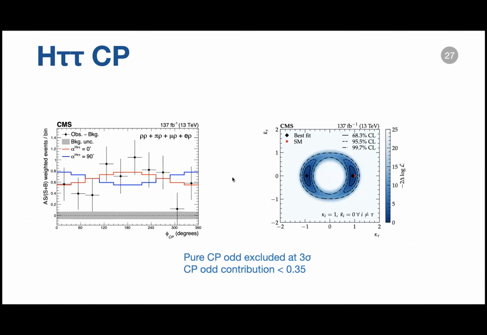So they also give constraints on the CP-odd and CP-even coupling constants in this plane. They also exclude the pure CP-odd hypothesis at 3 sigma. This is all very consistent with all the current findings that the Higgs couplings to either vector bosons or fermions show a CP-even nature with very limited CP mixture or CP violation inside.